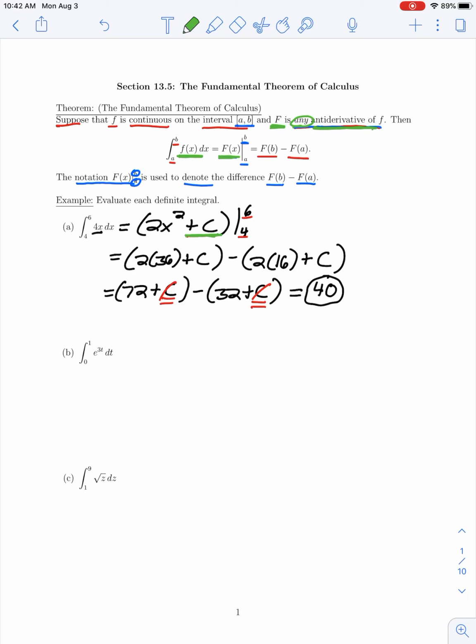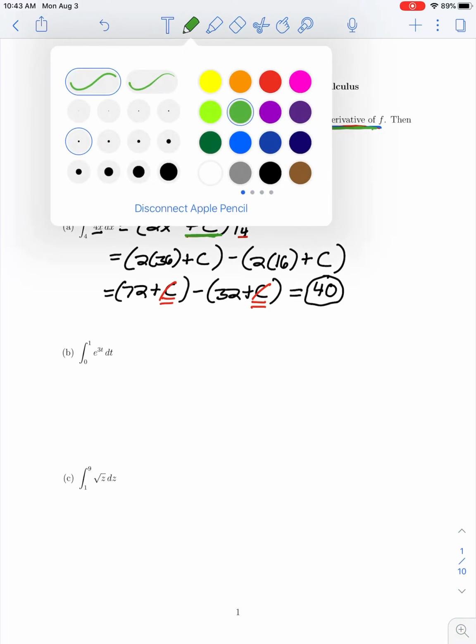That is the case where we're not adding any constant onto the end of our antiderivative. So in summary, moving forward for definite integrals, we will no longer write that plus c when we're finding our antiderivative. So let's look at some other ones.